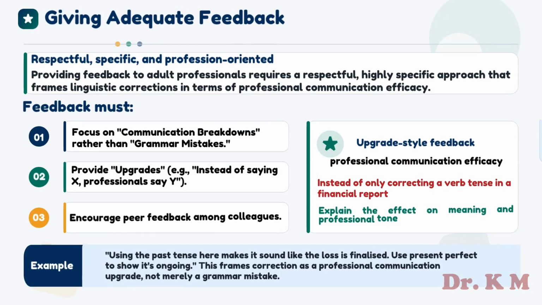Giving adequate feedback. Providing feedback to adult professionals requires a respectful, highly specific approach that frames linguistic corrections in terms of professional communication efficacy. Feedback must focus on communication breakdowns rather than grammar mistakes. Provide upgrades, for example, instead of saying X, professionals say Y. Encourage peer feedback among colleagues.